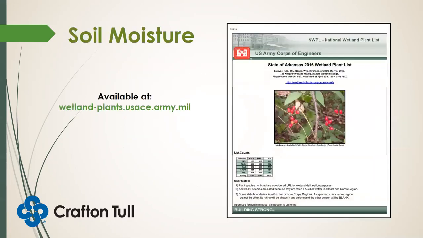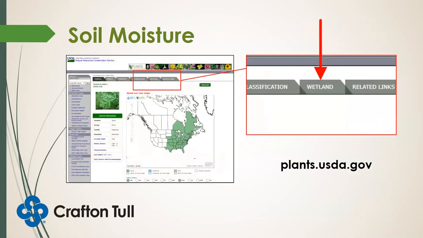As far as soil moisture goes, there is a wetland plant list maintained by the U.S. Army Corps of Engineers. They have a list for each state and also the various different regions they've divided the country into. I have a picture here of the first page of the Arkansas wetland plant list. Another place you can get this information is plants.usda.gov. If you type in a species, and here I've given an example of white oak, Quercus alba, it will pull up a profile for that species.